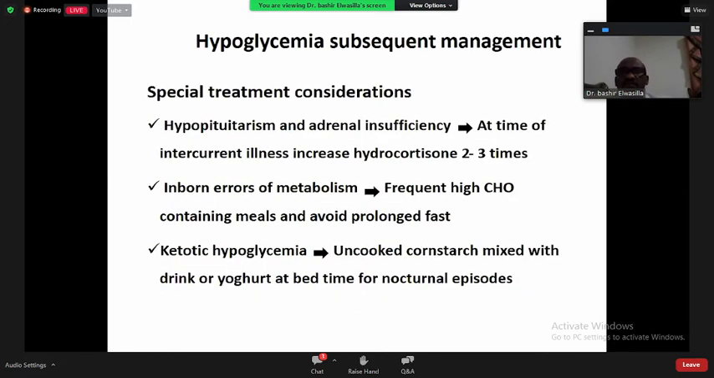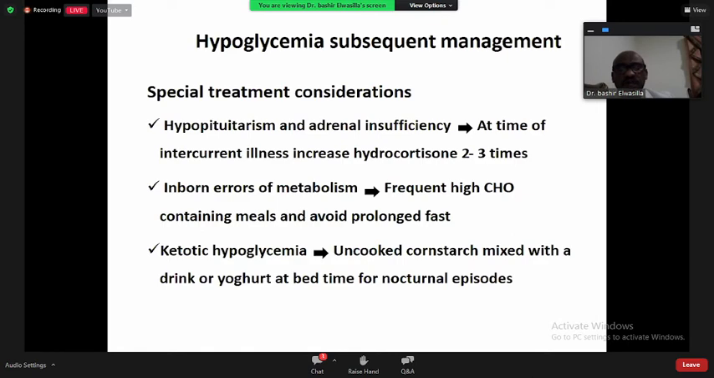In subsequent management of hypoglycemia, you also have special treatment considerations. In hypopituitarism and adrenal insufficiency, at the time of intercurrent illness, increase hydrocortisone 2 to 3 times. This is the stress dose of hydrocortisone. If there is increased vomiting, diarrhea, fever, and these symptoms, you have to increase the hydrocortisone level so as to avoid the shock. In inborn errors of metabolism, you have to give frequent high carbohydrate containing meals and avoid prolonged fast.